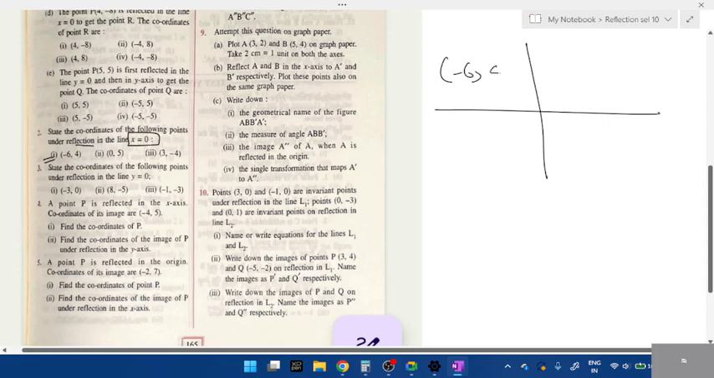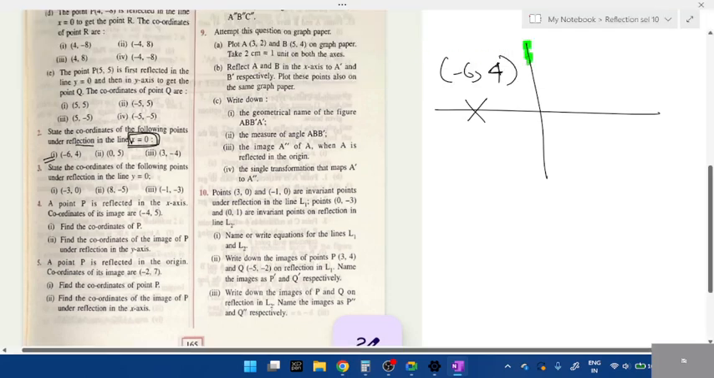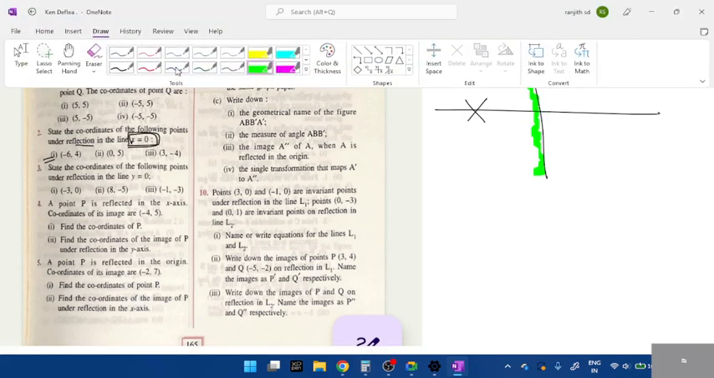6, comma 4. Okay, so the question is like this. If x is 0, there's no reflection here. Then obviously the reflection is in which axis? X or y? Y axis. If it is y, where is the mirror placed? On the x axis or y axis? The mirror is on y axis.